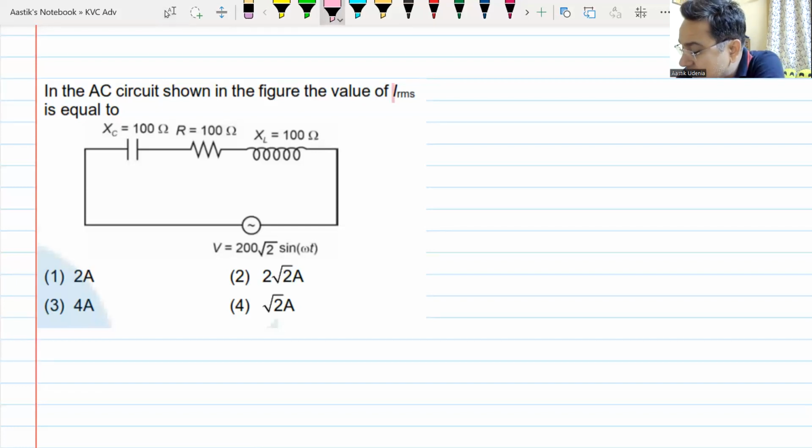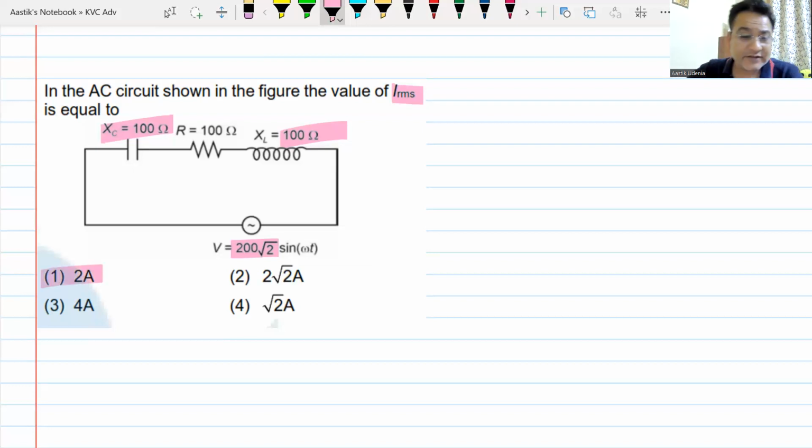The question asks for the RMS value. The value of voltage given here, 200 root 2, is the peak value. So the RMS value is 200. The impedance of this circuit, they are going to cancel. The impedance of this circuit is 100. 200 divided by 100 is 2 amperes, my dear friends, and that is the answer that we are looking at.